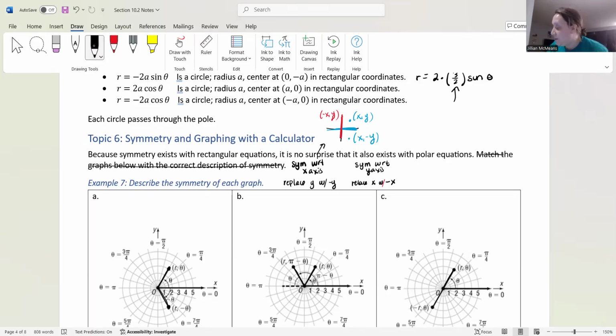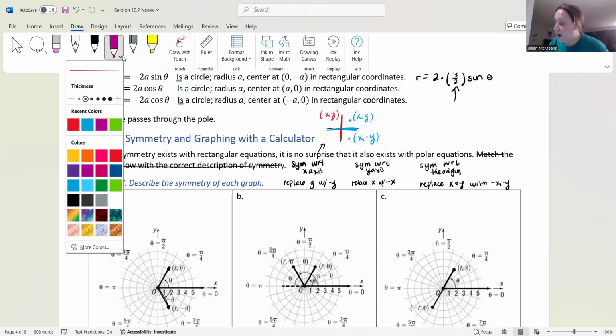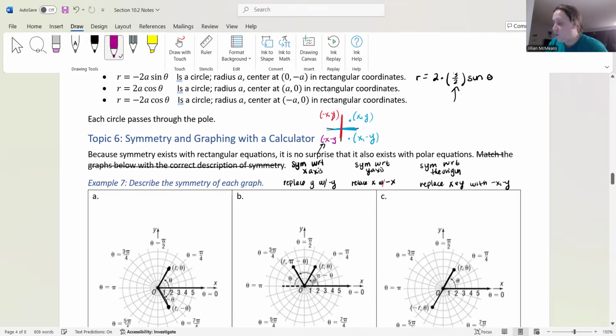And then finally, we would have symmetry with respect to the origin. You would replace x and y with negative x, negative y, and if you got the same function back, you had symmetry. So that would mean for every x, y, you would need the point negative x, negative y. And so you can see how you would have the different symmetries here, okay?